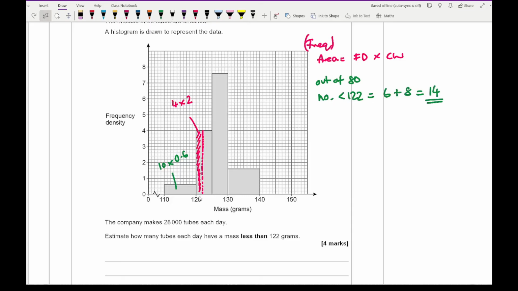That's out of 80. So what I then want to do is work out the proportion. So it's 14 out of 80, and then I multiply that by the total population, so that's going to be 28,000. So if I type that all into my calculator, and again I could have simplified 14 over 80 but I don't need to, I get an answer of 4,900.